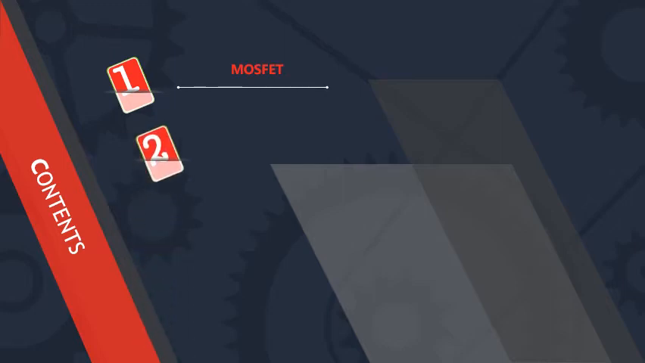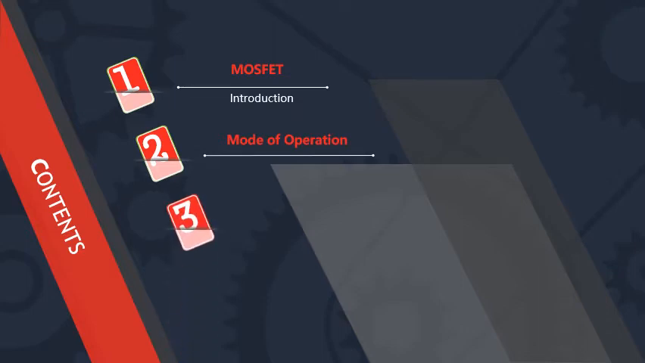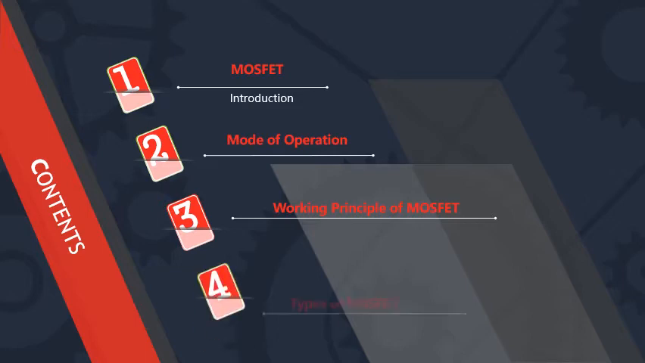So in this lecture, we will study what is MOSFET, metal oxide semiconductor field effect transistor. इसके बारे में हम स्टडी करेंगे. Second is mode of operation. After this, we will move on to the working principle of the MOSFET. Next is the types of MOSFET.